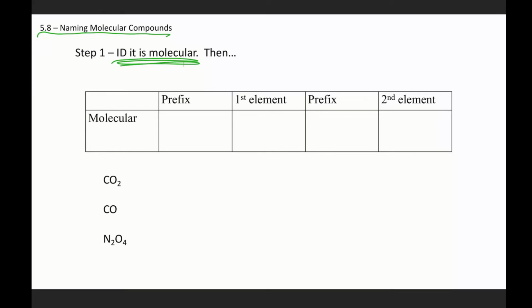So, previously we were looking for ionic compounds. Ionic compounds would be a metal and a nonmetal, or it could be some combination of polyatomic ions and metal. Molecular, though, is going to be two, or more, nonmetals. We're going to stay in the land of two nonmetals.